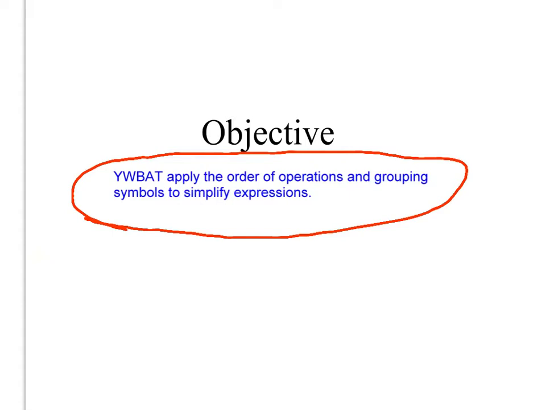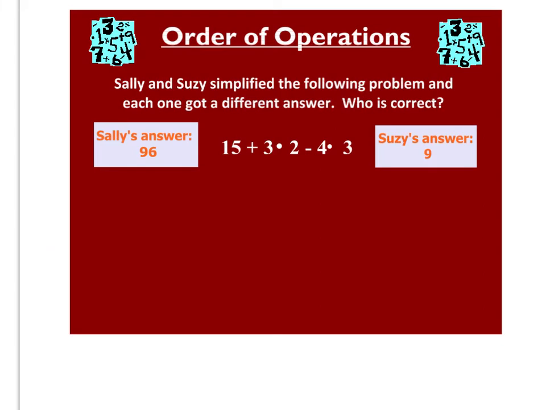Okay, next we're going to go to this slide. We have a problem here. Sally and Susie simplified the following problem and each got a different answer. Who is correct? What I'd like you to do right now is to work this problem out yourself and see what answer you get and see if you feel that Sally's correct or Susie's correct, or if you got a different answer altogether. So hit the pause button and do that right now.